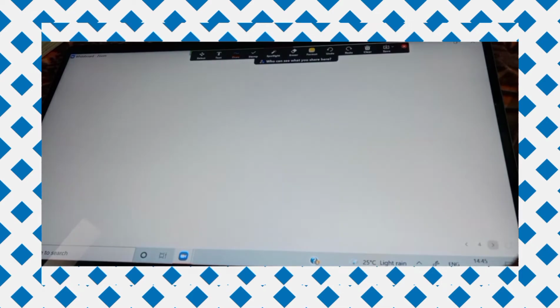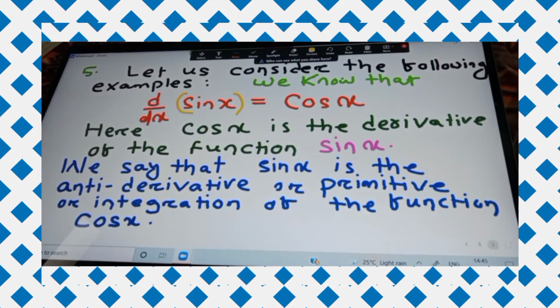Let's see the next point. Let us consider the following example. We know that the derivative of sin x is what? Cos x. So cos x is the derivative of the function sin x. In other words, cos x is the derivative.